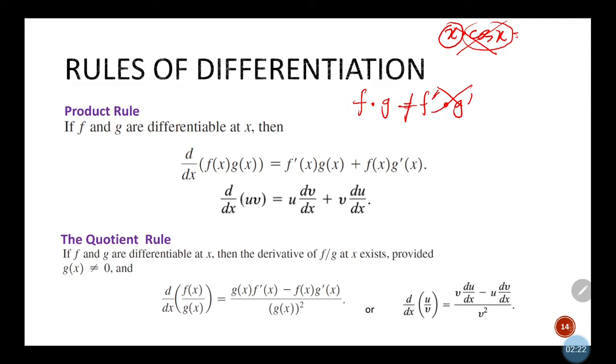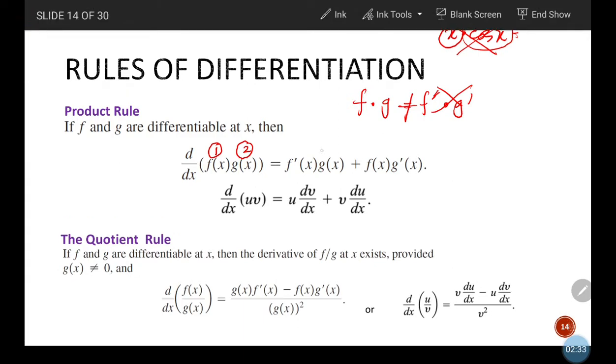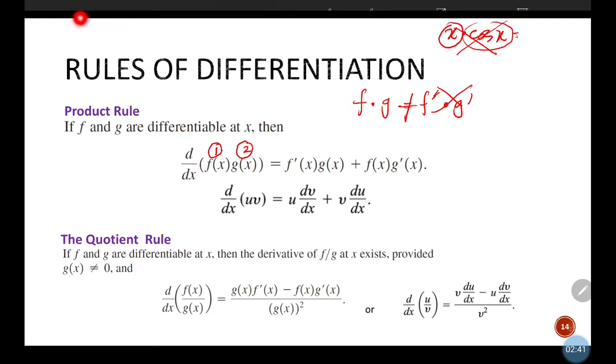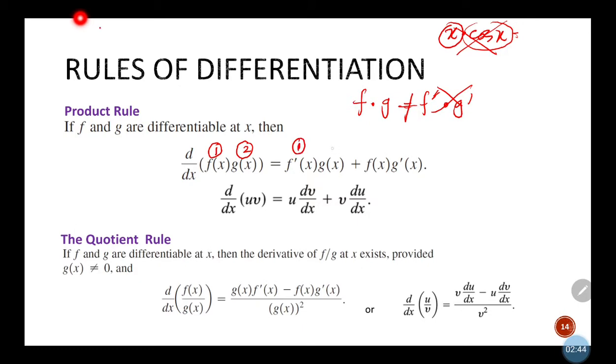So we have what we call the product rule. We have two functions, f(x) the first function and g(x) the second function. So the product rule says we have to use this rule. How to apply it? It equals f prime x, the derivative of the first function multiplied with the second function, plus the first function multiplied with the derivative of the second function.